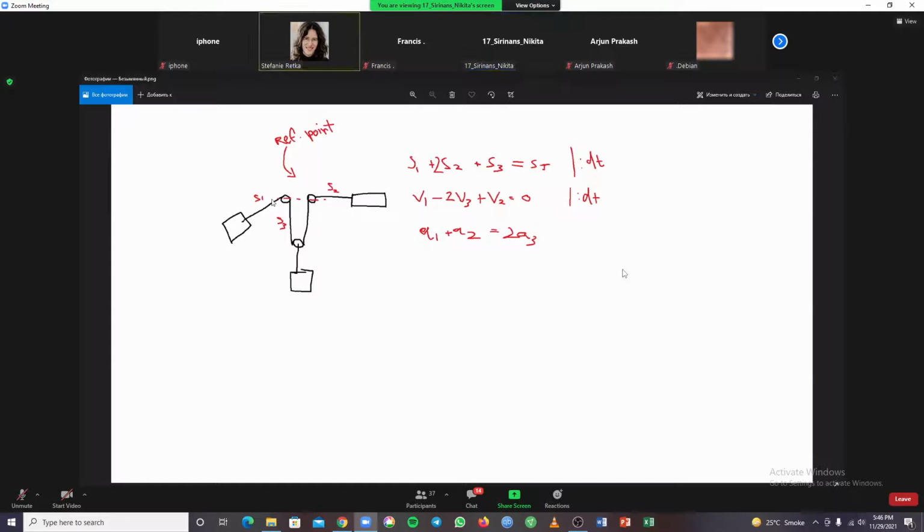From this reference point, I'm stating that V1 is positive and V2 is positive, and V3, since it's going far from this, is negative. And all the sign convention comes from this reference point that I'm stating. Okay. In your first equation, the ST on the right-hand side of the equation, what is it? It is the total length of the rope.